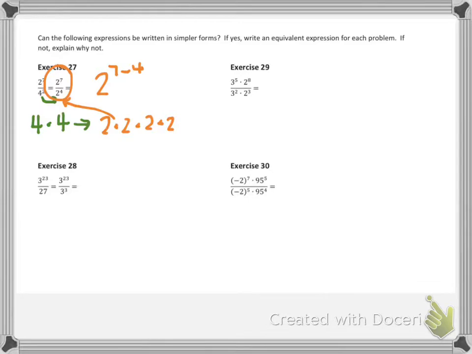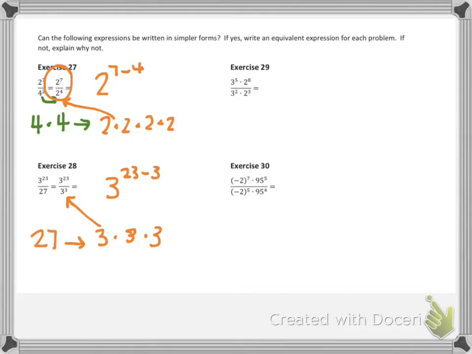Let's see, same thing here on 28. 27, let's see if we can change. They did it already, so obviously it can happen, but 27, well, 27 is, let's see, it's 3 times 9, and 9 is 3 times 3, so that's 3 to the 3rd power. So you can see how they changed that to 3 to the 3rd power. And now that the bases are the same 3, we can say the answer is 3 to the 23 minus 3. 3 to the 20th power.